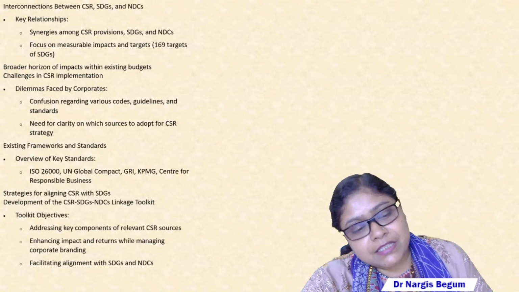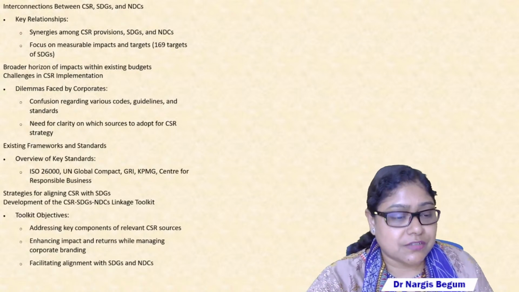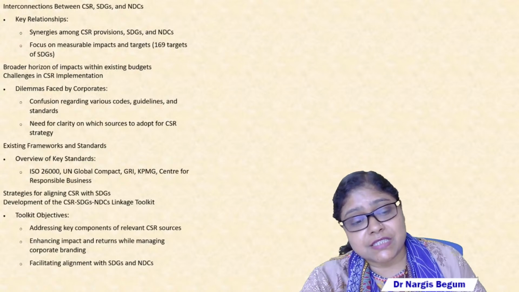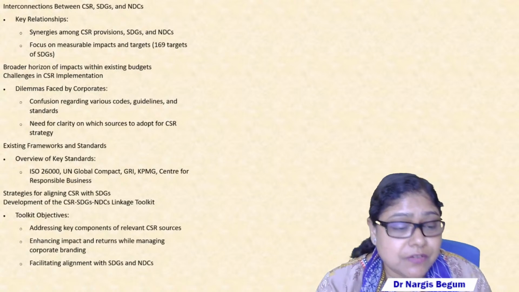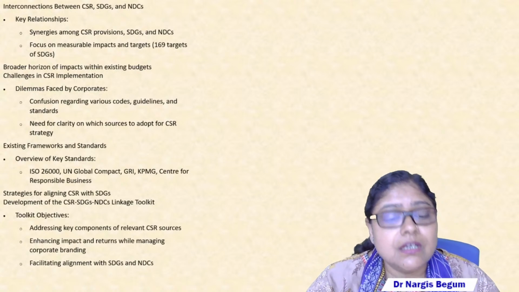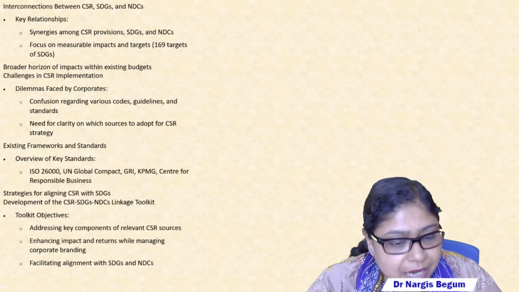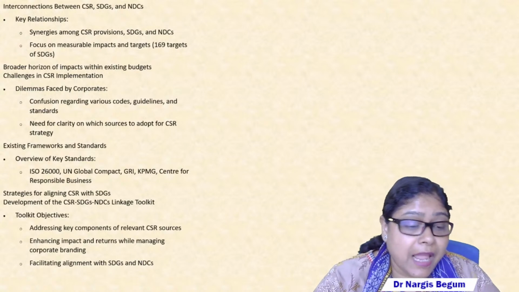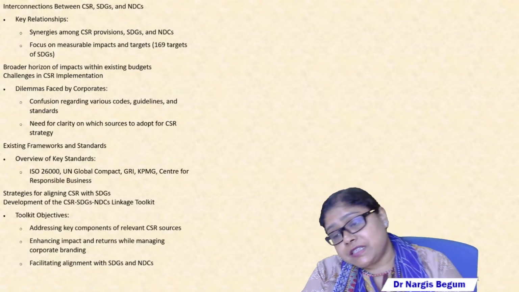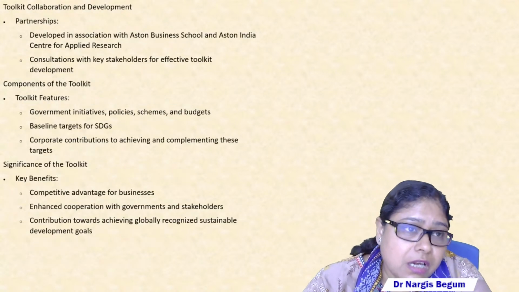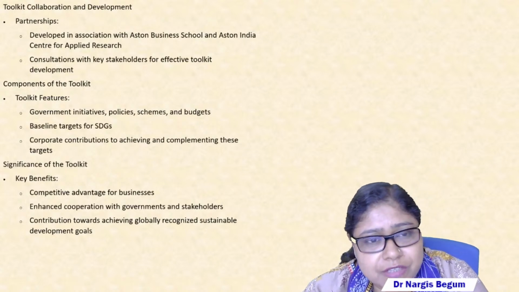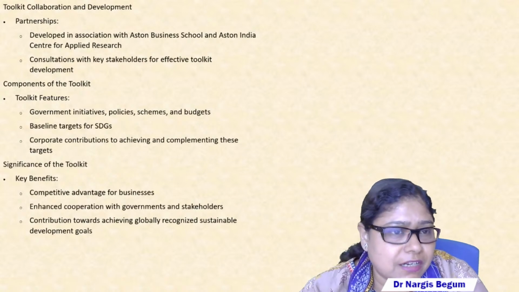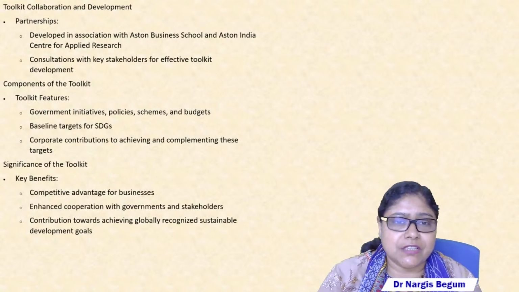When we are aligning this CSR with the SDGs, there are different important strategies involved. One is the development of the CSR, SDG, NDCs linkage toolkit. The objective of the toolkit is to address the key components of the relevant CSR sources, enhance the impact and the returns while managing the corporate branding, and facilitating alignment with the SDGs and the NDCs. Now, when we are talking about this collaboration, we discuss the partnership that is developed in association with the Aston Business School and Aston India Center for Applied Research.